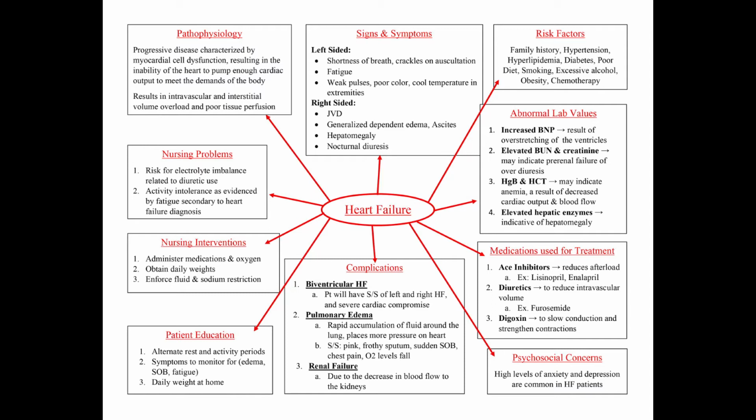Some of the complications associated with heart failure include biventricular heart failure, and this is when both sides of the heart are starting to fail. So this patient is going to have both left-sided and right-sided symptoms and severe cardiac compromise. Another complication is pulmonary edema, and this is rapid accumulation of fluid around the lungs, which places more pressure on the heart. And they may also develop renal failure due to the decrease in blood flow to the kidneys.